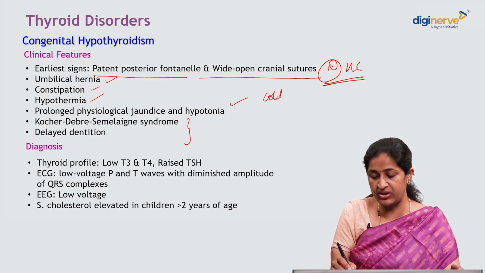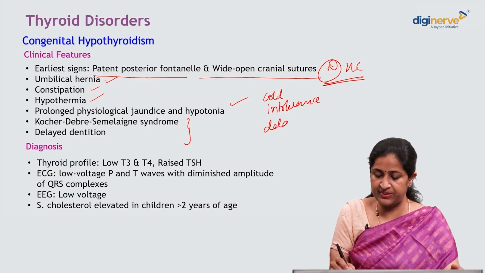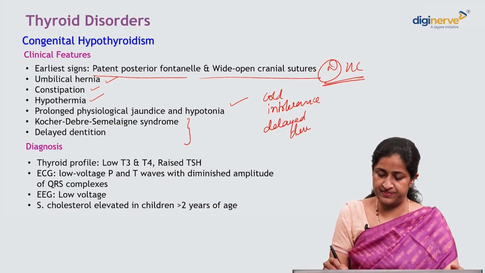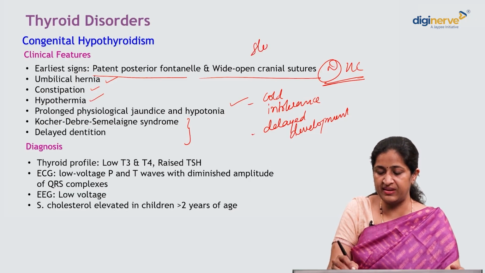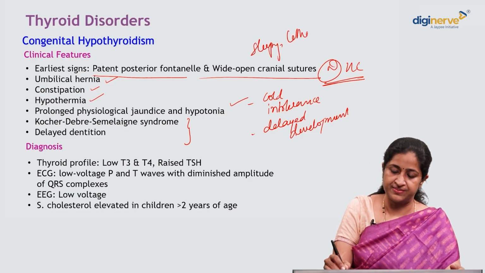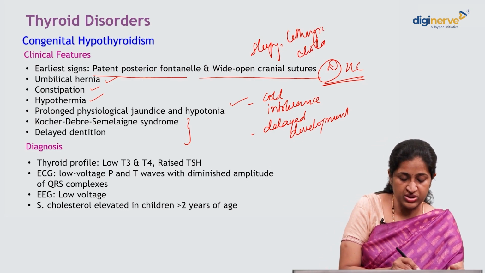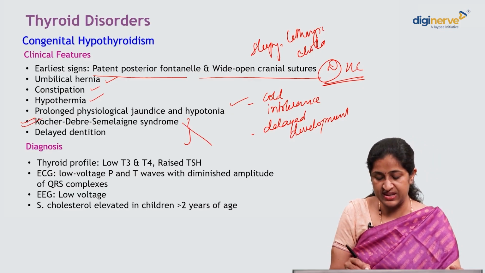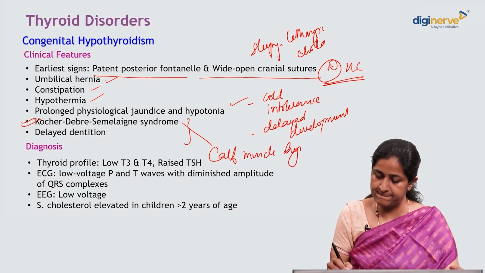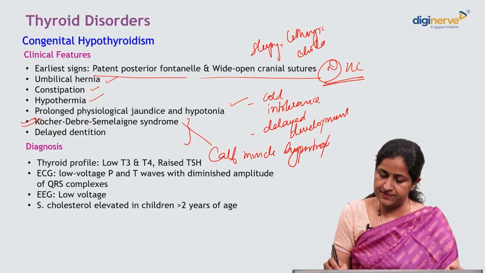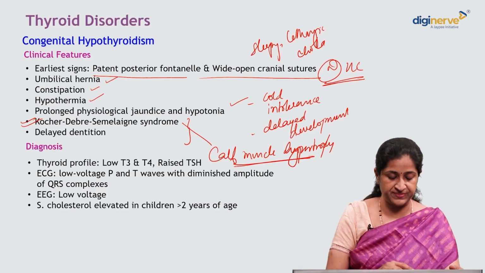You have cold intolerance, delayed development, sleepy and lethargic child, delayed dentition. Now, what is the Kocher-Debre-Semelaigne syndrome? This is calf muscle hypertrophy. Here you have calf muscle hypertrophy, but however it regresses with treatment.